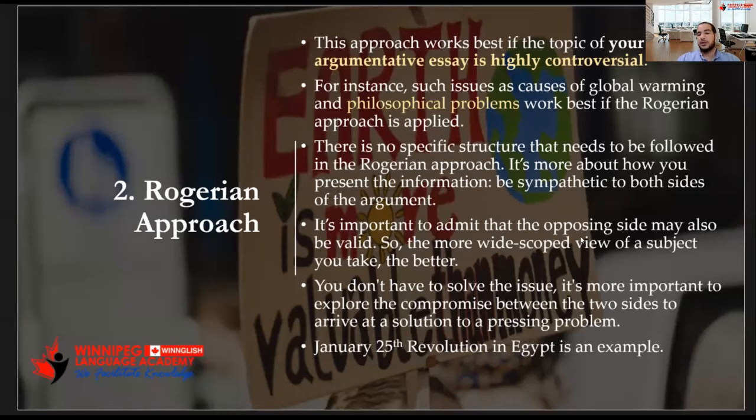It's important to admit that the opposing side may also be valid, as we mentioned. So the wider the scope you have on the topic, the better. And you don't have to solve the issue. It's more important to explore the compromise, how to make these two sides compromise together. For example, the January 25th revolution in Egypt is an example of that. Some people think, oh, this is the best thing that happened in history. Some people think, oh, this is the worst thing that happened in history. Those people have their own reasons, and those people have their own reasons. If you're writing about a topic like that, you need to mention both.